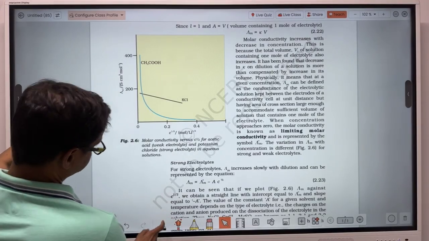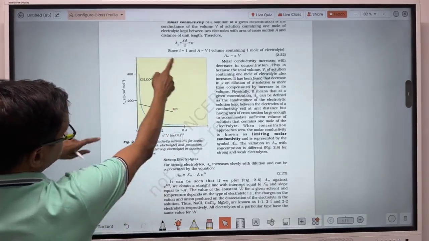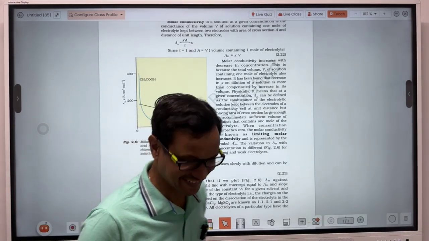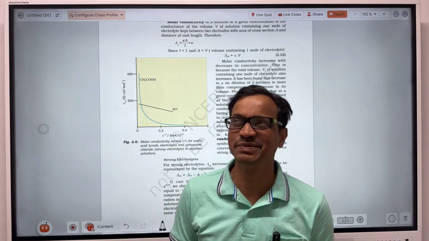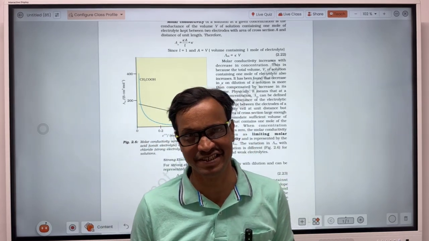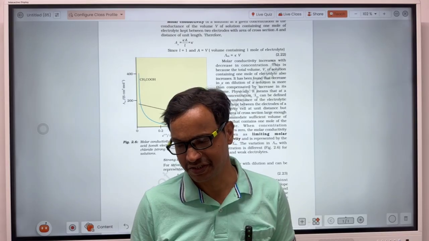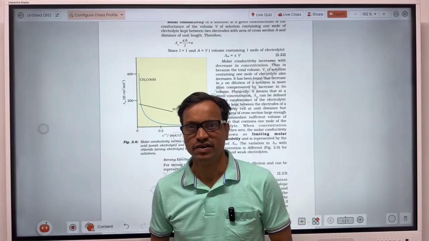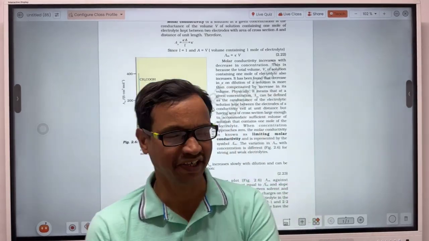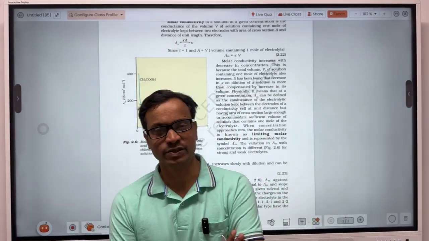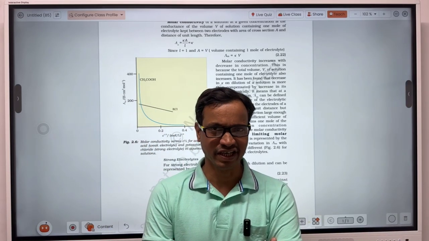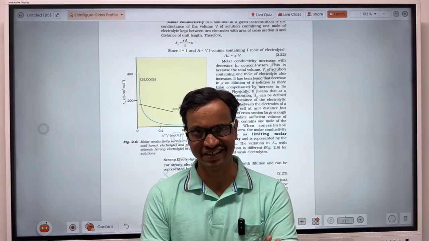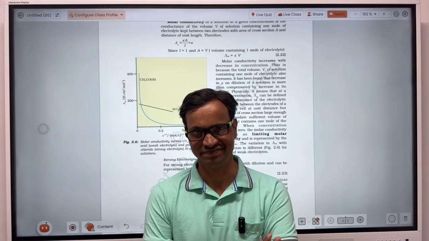Just watch out for this graph. Here the graph is for a strong electrolyte, KCl. First of all, what is a strong electrolyte? Might be you know. A strong electrolyte means the electrolyte which dissociates completely when dissolved in water. The substance which dissociates completely when dissolved in water is called a strong electrolyte. And weak electrolytes are the substances which do not dissociate completely when dissolved in water.